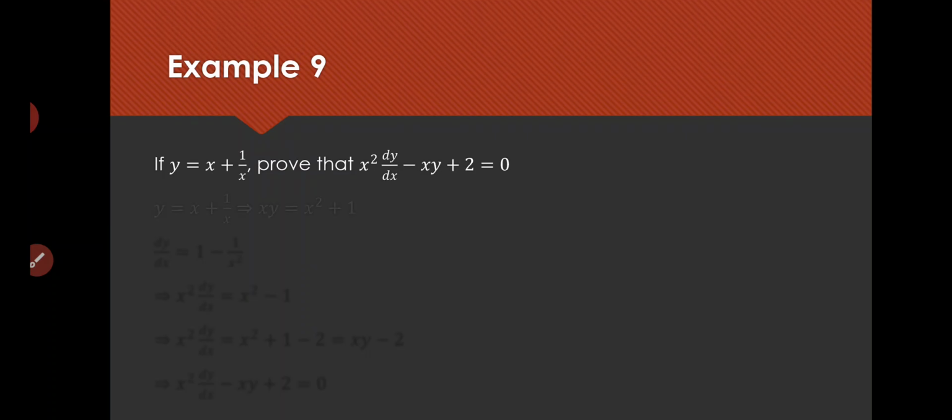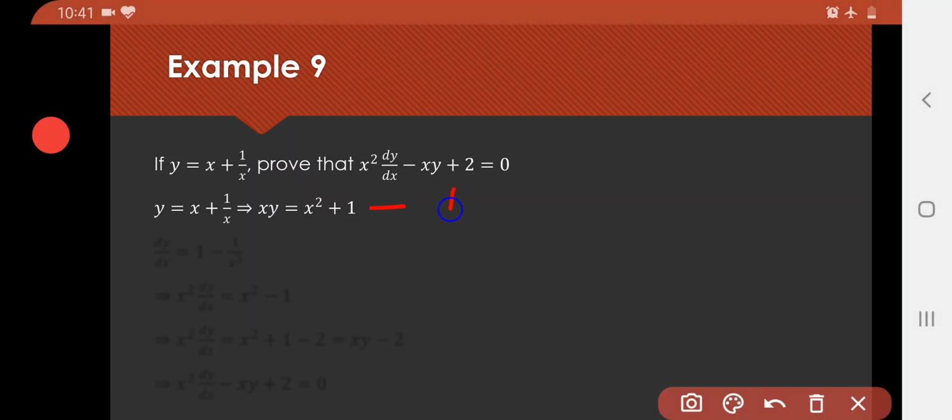y equals x plus 1 by x. Now if y is equal to x plus 1 by x, then taking LCM and simplifying, I can write this as xy is equal to x square plus 1. So consider this as number 1. Just mark it as number 1. Keep it. We will be requiring it later.